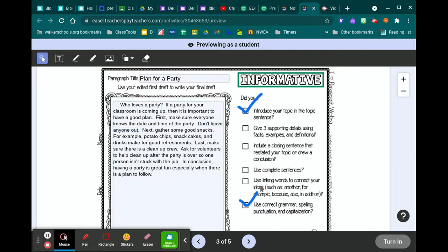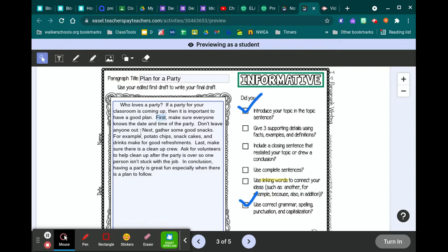And you know what? I also went ahead and included a linking word inside that. Remember, linking words are found on slide number 5. And the linking word that I chose was first. Okay, so I've already got that taken care of too.